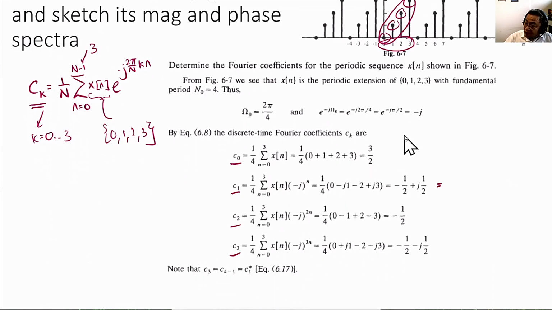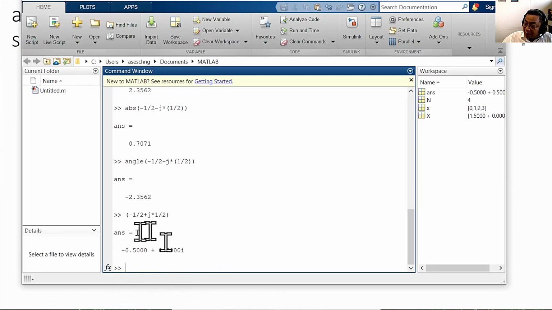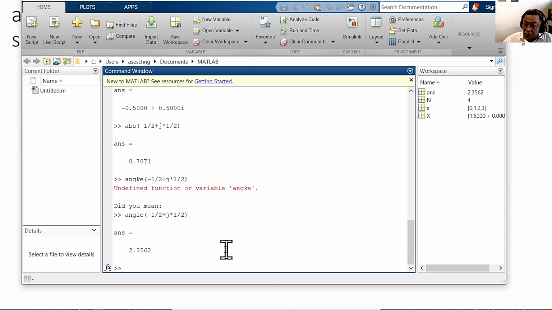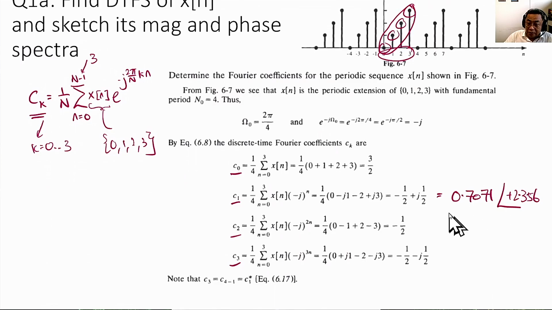Now if you compute this in rectangular form, which is okay, but we prefer you to write it in the polar form. The polar form of this number is, so I'll use MATLAB and I type in this number, minus half plus j times half, and then I get absolute value. So this is 0.7071, and if I type angle, it's 2.35. So I should now write it here. You notice that I write it in this form. This form is called the polar form. This is the magnitude and this is the phase.